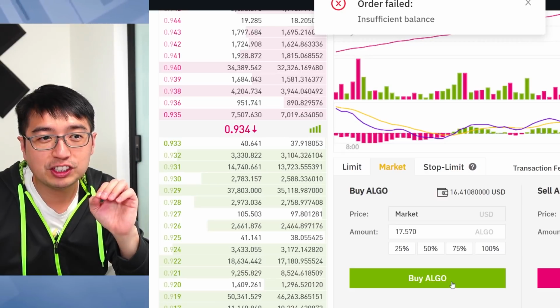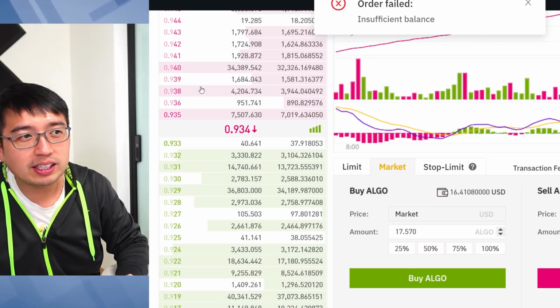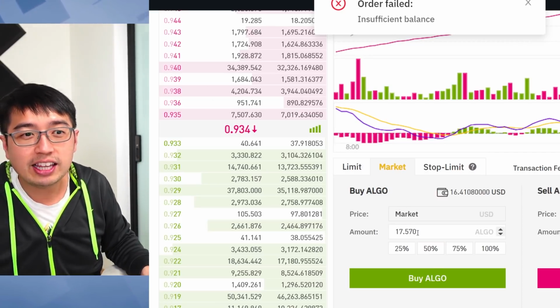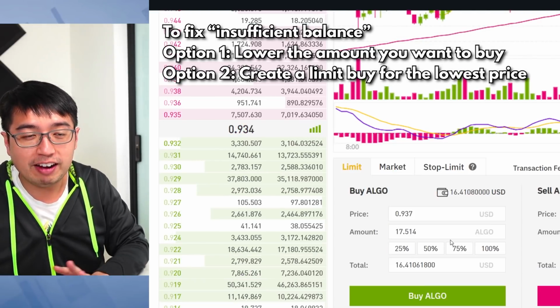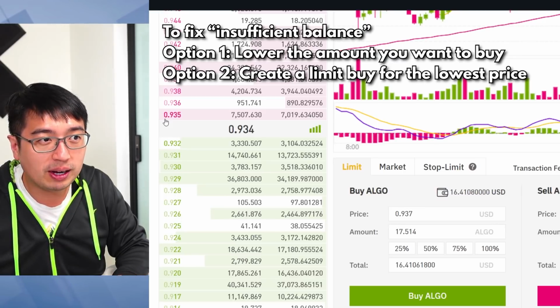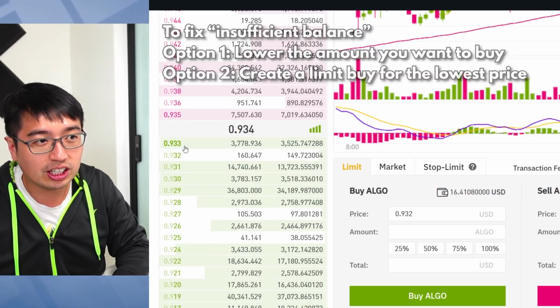Order failed, insufficient balance. Sometimes this happens because the market orders fluctuate, and then all you have to do is lower the amount that you want to buy. So if you actually want to buy everything, I would recommend a limit buy, and then you could set your price. This is the lowest bid.